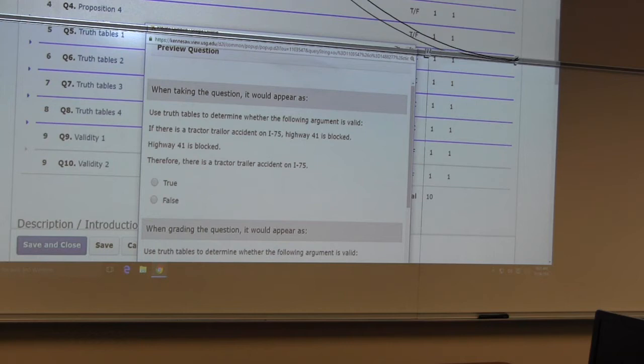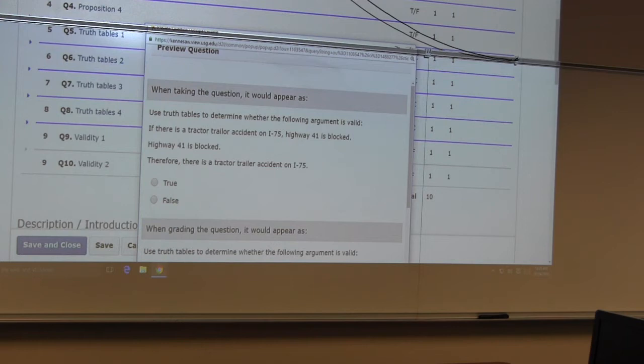Now, A implies B. Well, this is false only when we have a true implying a false, right? So where this is true implying a false is right here, so that's the false. Otherwise, true implying true is okay, and anytime the first part's false, your statement is true.